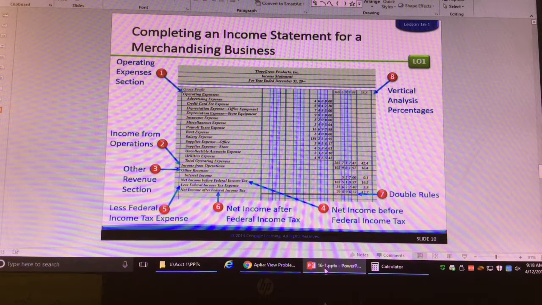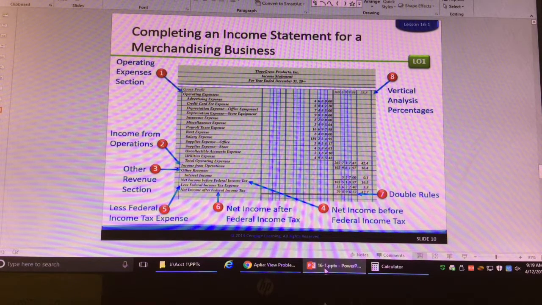On step 3, you're going to prepare the other revenue section. So under other revenue, this is where that interest income comes into place with those notes payable. Again, this is additional income that's come in after a sale was on account and we extended time for them to pay. Step 4 is going to be to calculate the net income before the federal income taxes. So we're going to write that amount, and again, this is income from operations plus other revenue, and this is going to equal income before federal income tax.